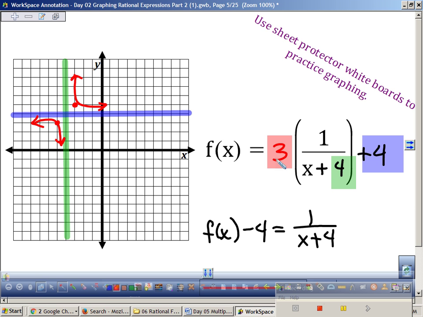You always start next to that. You always start at the intersection of your asymptotes. You're starting at the intersection of your asymptotes.